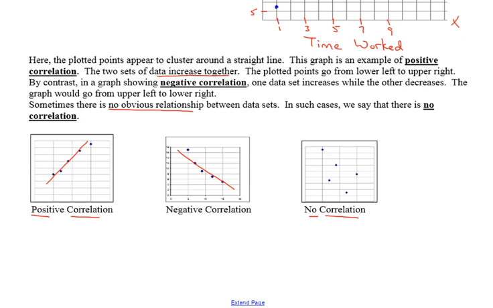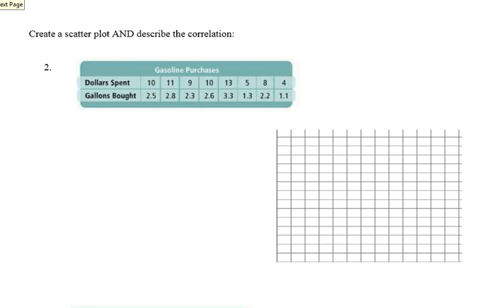Okay, on to the next page. Now what we're going to do is create a scatter plot for gasoline purchases, and this time we're going to describe the correlation. Now at this point I want you to pause the video. I want you to create your scatter plot, and then when you come back I'll have my scatter plot created as well.